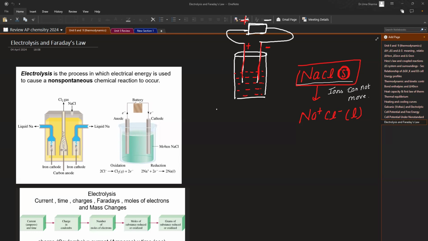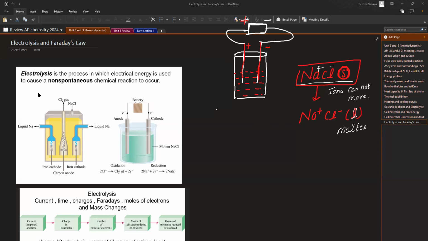So if they ask you this reason, then say, in NaCl solid, it's a very compact structure. Particles are tightly packed. These Na plus and Cl minus cannot move, cannot conduct electricity also. So nothing will happen. But as I make it molten, molten means liquid form, they are free to move. Now let's see what happens here.